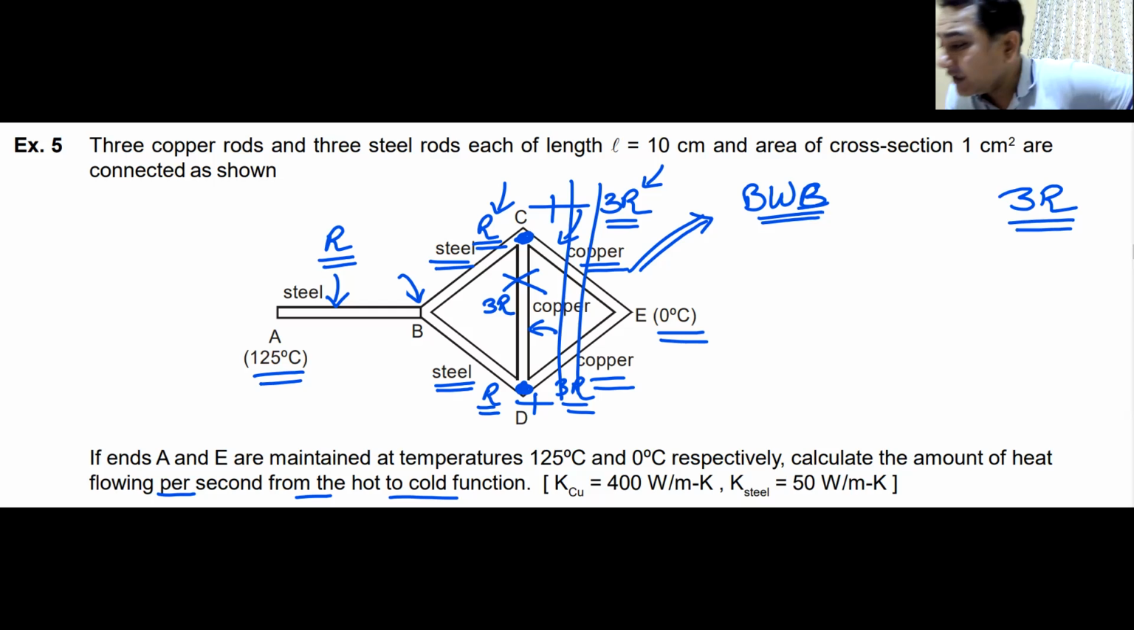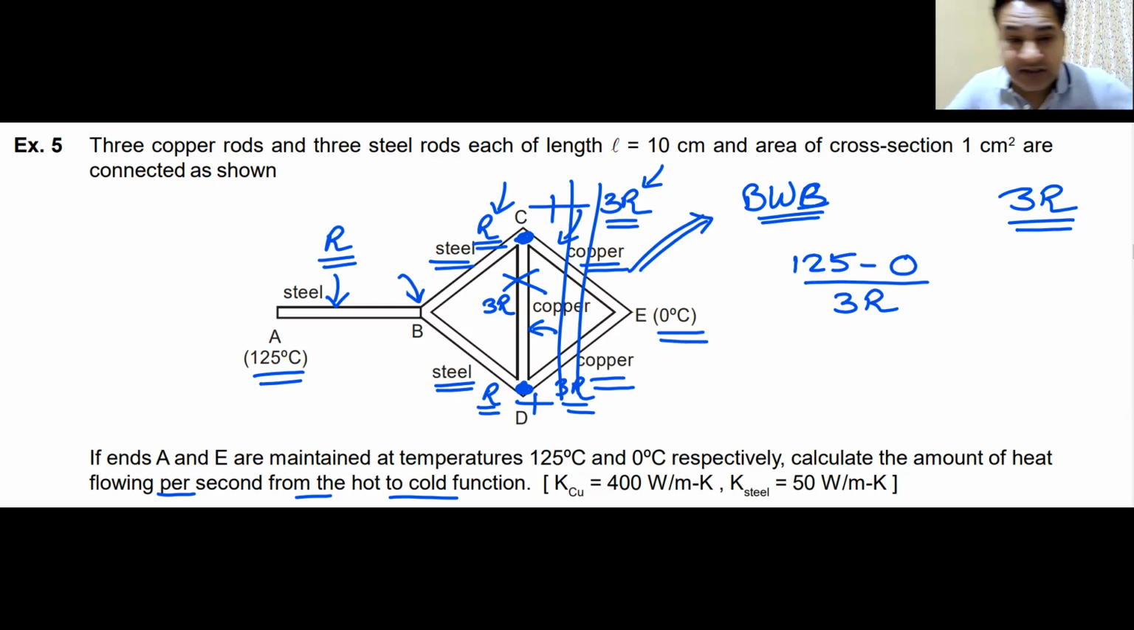If I now have to find out the thermal current, I know the effective resistance is 3R. Temperature of one end is 125 minus 0, which is the temperature of the other section, divided by 3R. This is the value of the thermal current, which was asked in the question. The only thing was R was not given, so I'm just giving you the value of R.